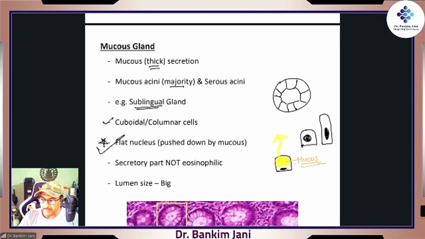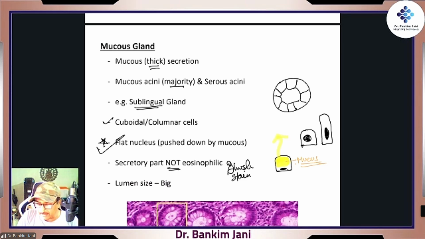Now the secretory part, this is not eosinophilic, right? It is not eosinophilic. So that's why it will be staining bluish, a bluish stain.